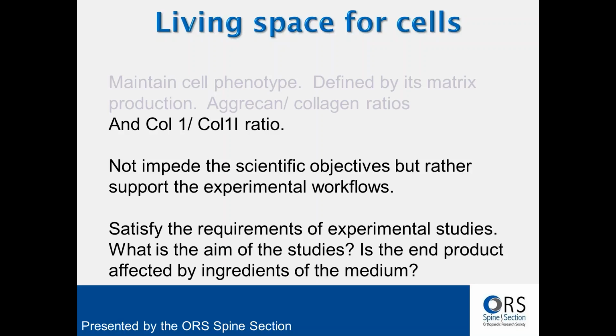But in the case of disc cells, my perception is that the most important phenotype is the matrix that they produce. So it is very important to have the kind of media which will be able to produce those kinds of increase. The other thing is that you have to look at the collagen 1 to collagen 2 ratio. This is very important. In the NP, you want to have more collagen 2. In the annulus, you want more collagen 1. So these are the important things that you have to look out for in terms of the media.